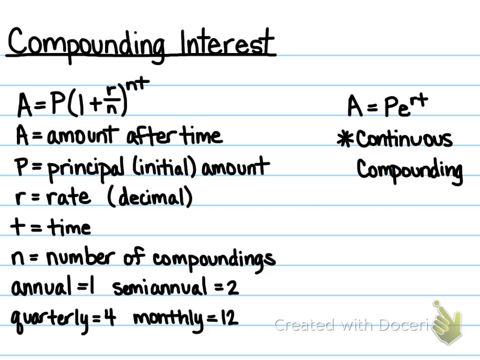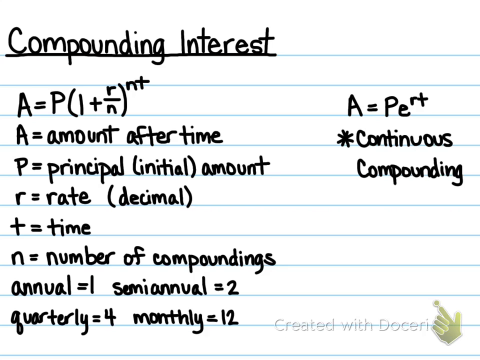Okay, next is the compounding interest formulas. So the first formula, A equals P times 1 plus r over n to the nt power. This formula is used if they give you a specific number of times that the interest is compounded throughout the year. So they're going to tell you annually, semi-annually, quarterly, or monthly, or some sort of time frame, and you need to use that formula.